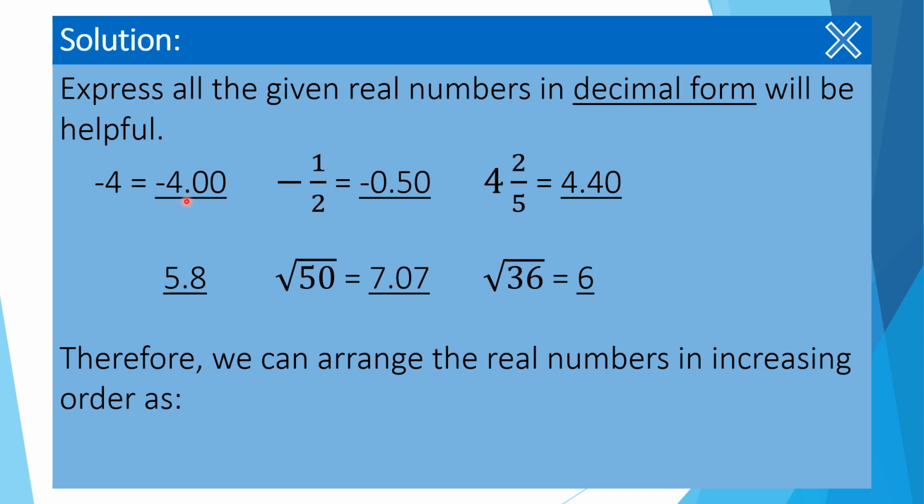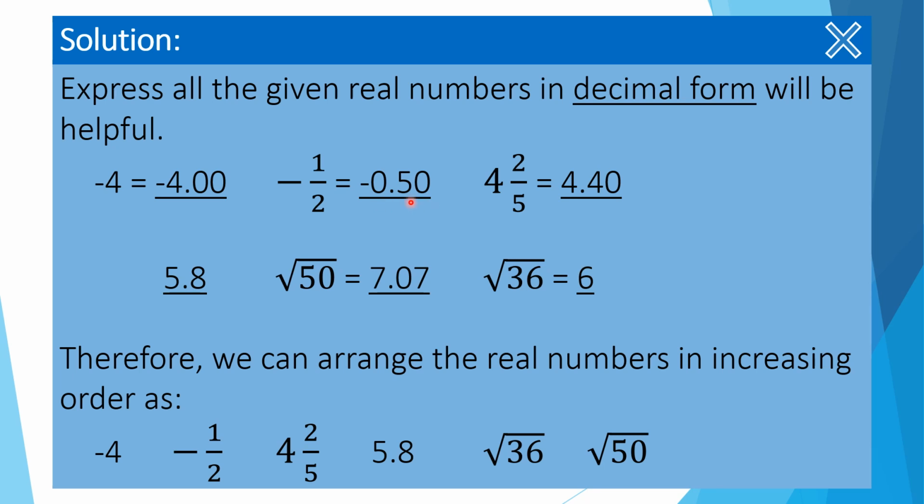Sa negative numbers, ang mas mababa ang value ay yung mas mataas. So, dito, ang pinakamababang value ay negative 4. So, susundan na siya ng isa pang negative number, and then, pataas na yung value. Therefore, the arrangement of the given numbers are negative 4, so ito yon. And then, susundan siya ng negative 1/2, since negative din yung value niya.